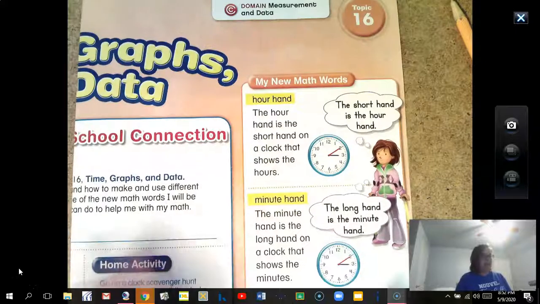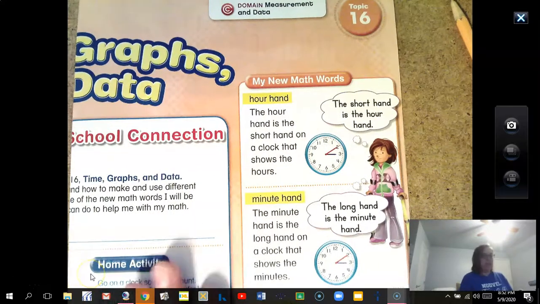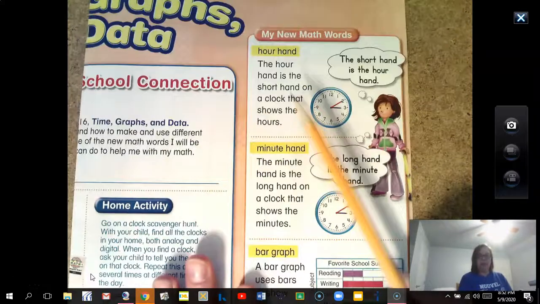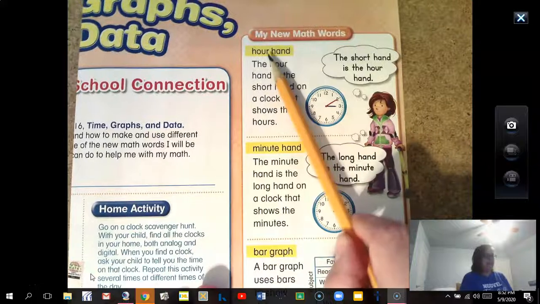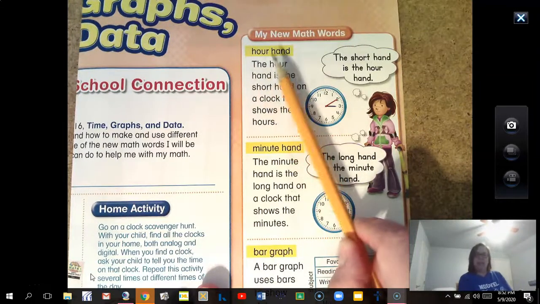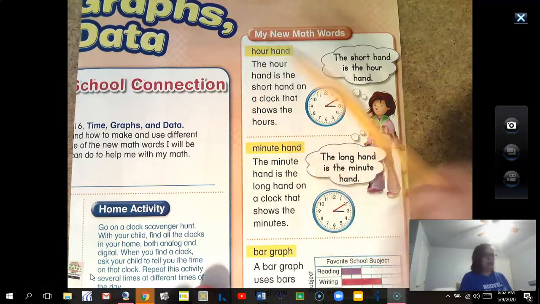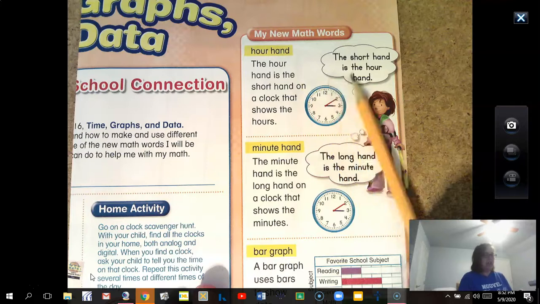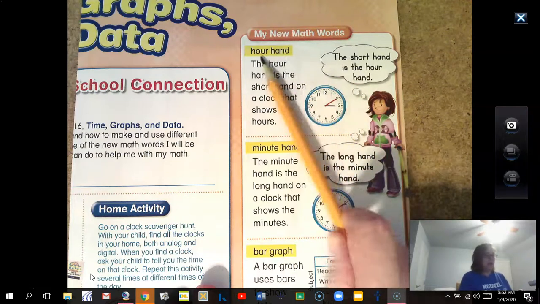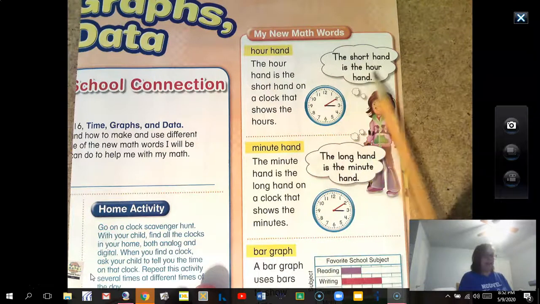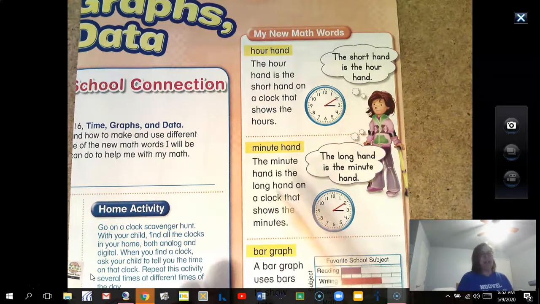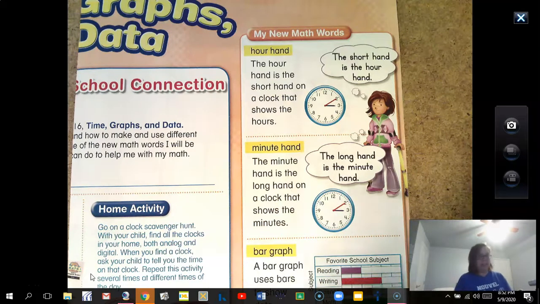All right, so let's take a look at this one first. We're going to be going over clocks. And this vocabulary column starts with hour hand. So hour hand is a shorter word. So the short hand is the hour hand. That's how I remember it when I was growing up and learning clocks.